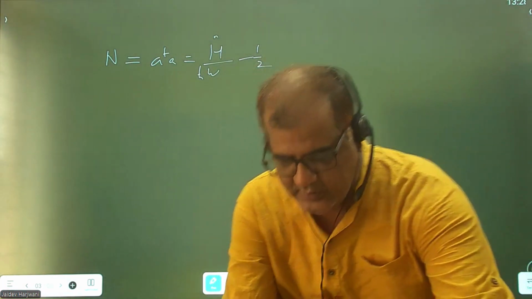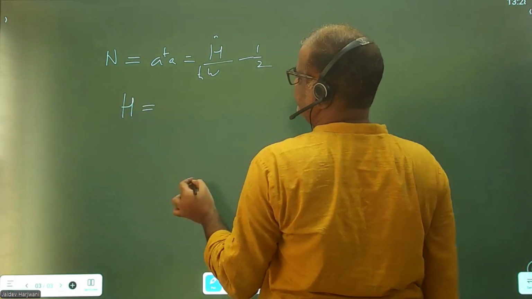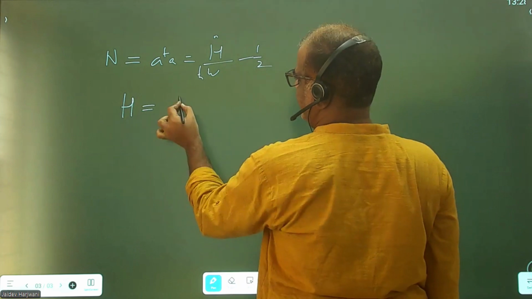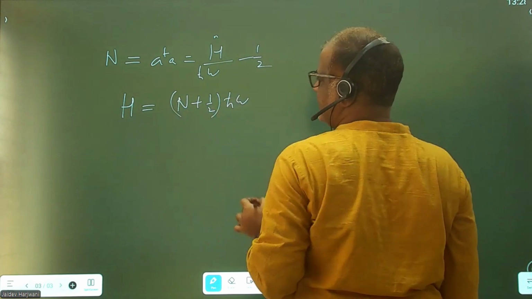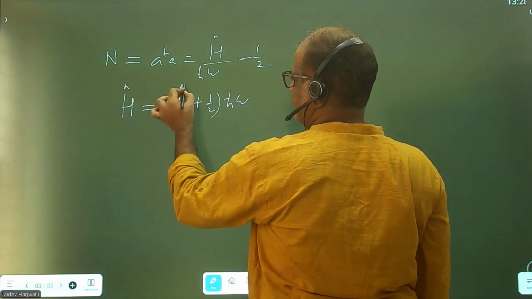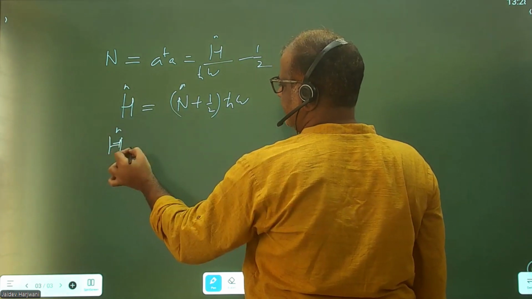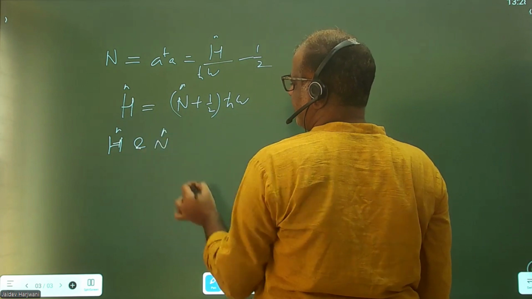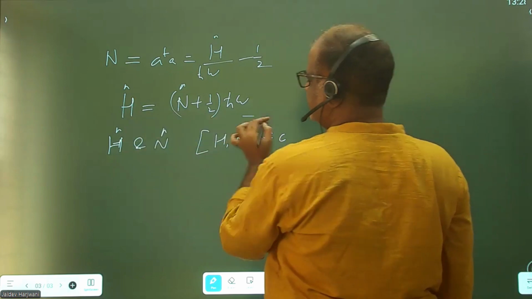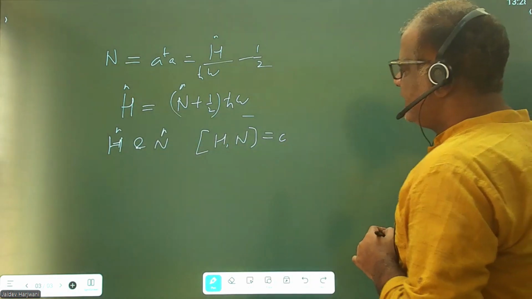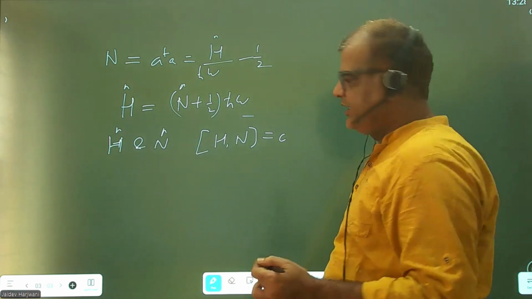So my Hamiltonian now becomes n plus half h cut omega. Now my Hamiltonian and this number operator commute. If I take the commutator, because they are linear, it will give me 0. That means both should have simultaneous eigenstates.